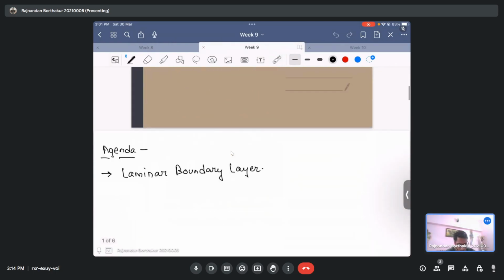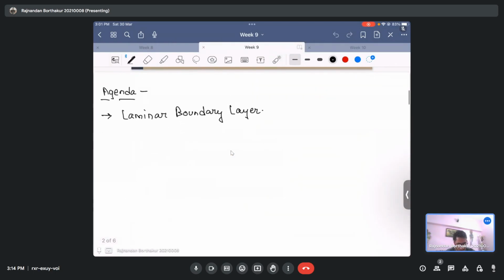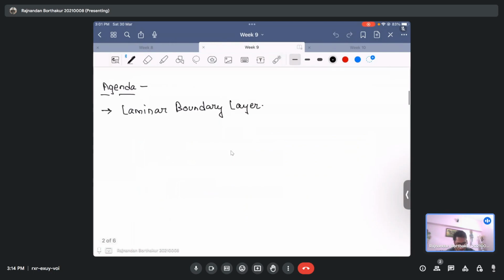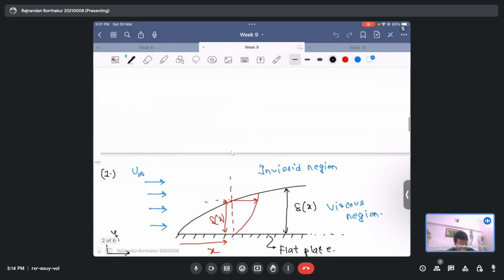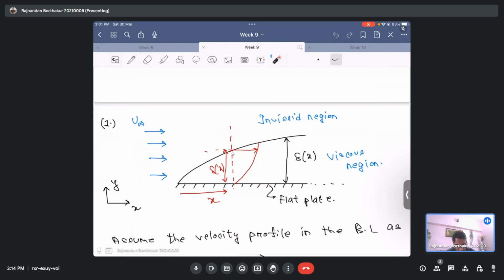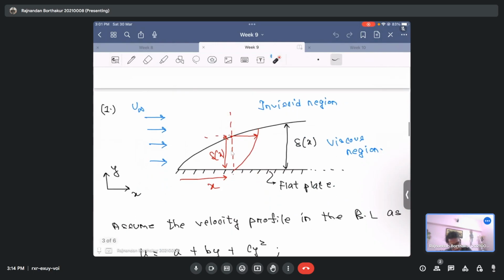In last week, we basically looked at the boundary layer theory. We started the boundary layer theory by solving a rather simple problem, which was based on the fact that there is a flow having a magnitude of u infinity at far field, and it just moves over a flat plate.